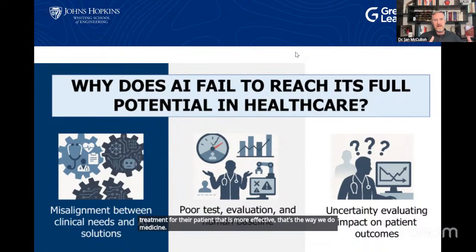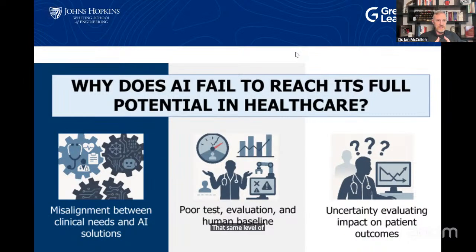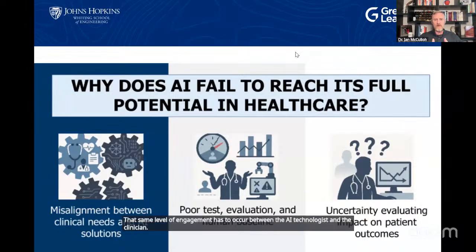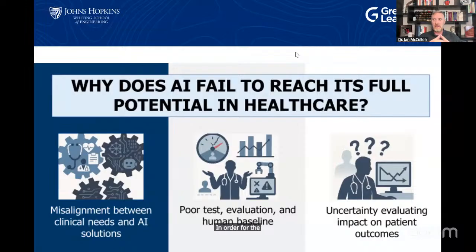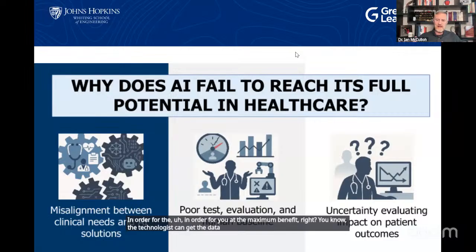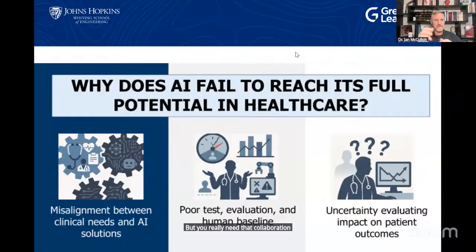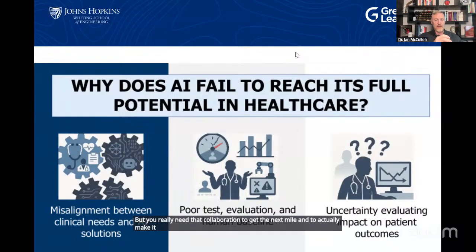That same level of engagement has to occur between the AI technologist and the clinician in order for you to get the maximum benefit, right? The technologist can get the data formatted and can get a software platform and steps 1 and 2, but you really need that collaboration to get the next mile and to actually make it useful.